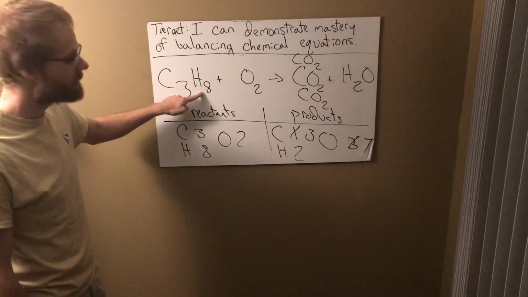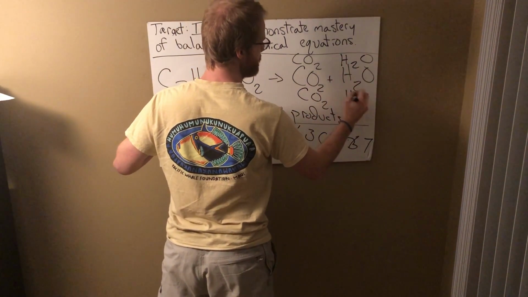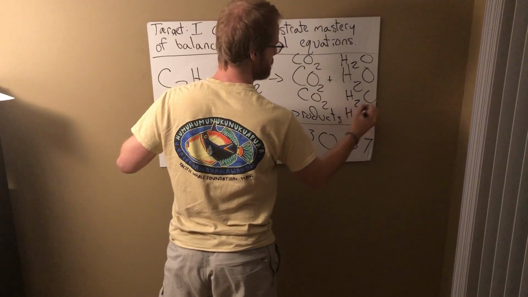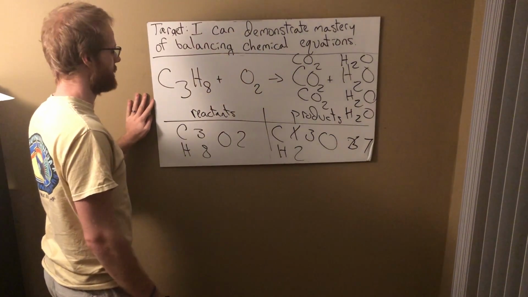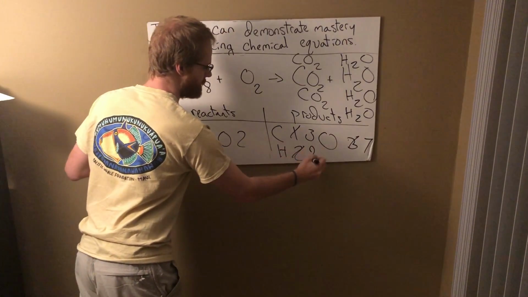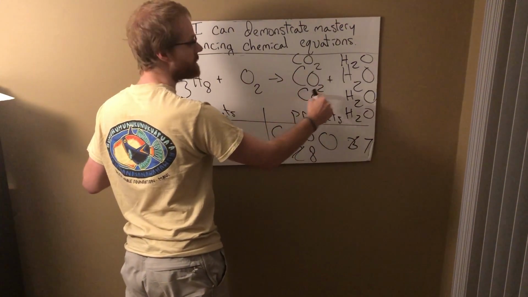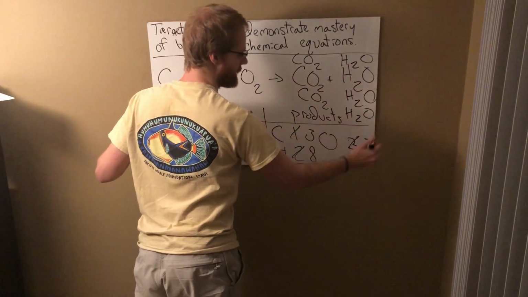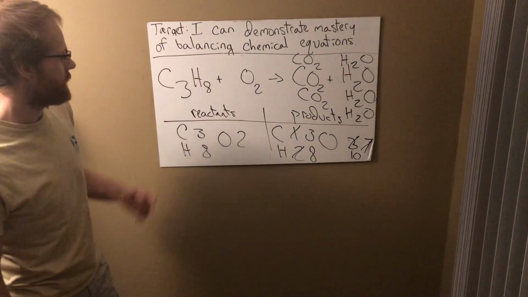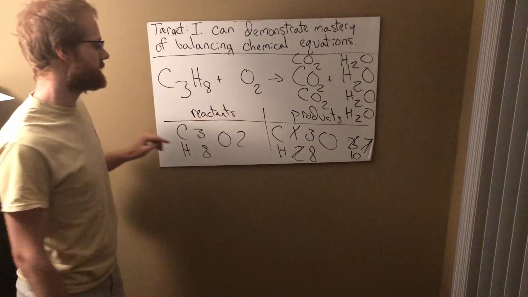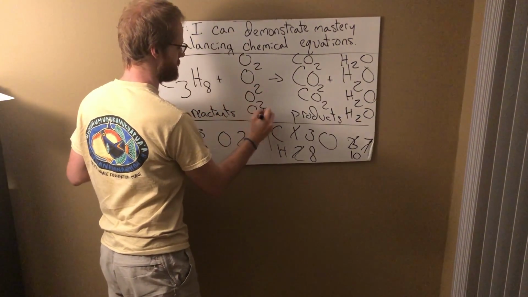So we've got 8 here, so let's get more water molecules on this side. There we go. Cool. And that's 8 and 8. And that does change our number of oxygen. 2, 4, 6, 7, 8, 9, 10. Okay, 10 oxygen now. So in order to get 10 oxygen on our reactant side, we need more oxygen.